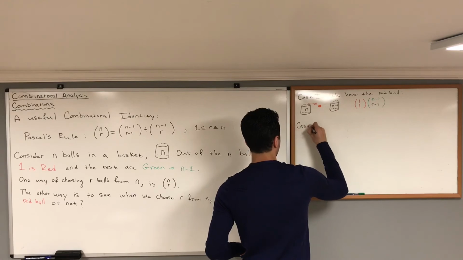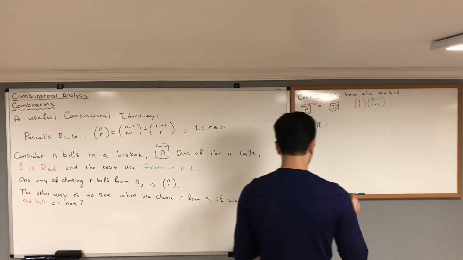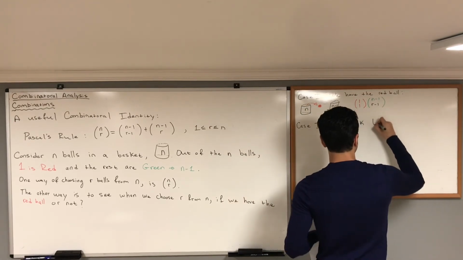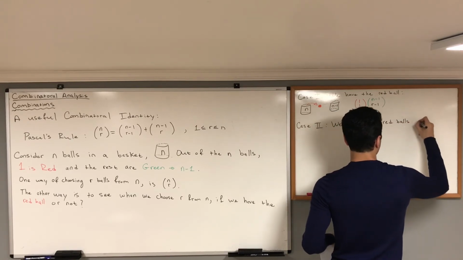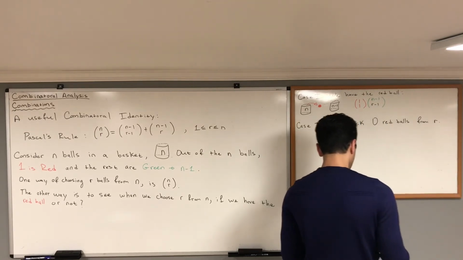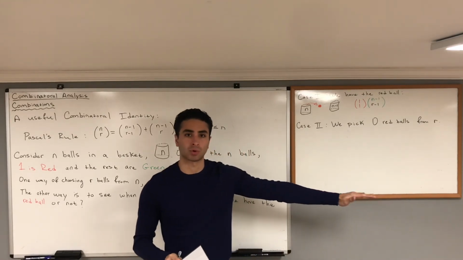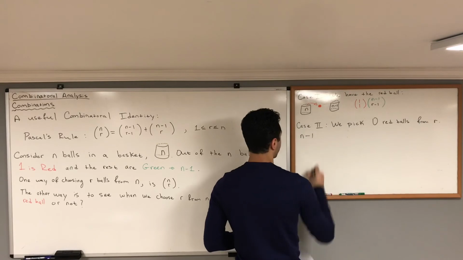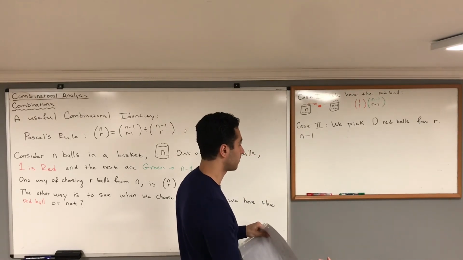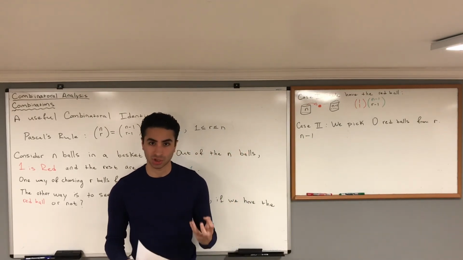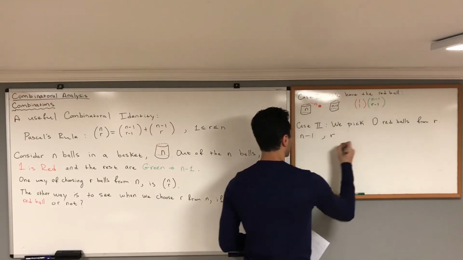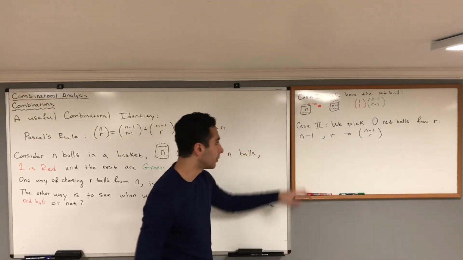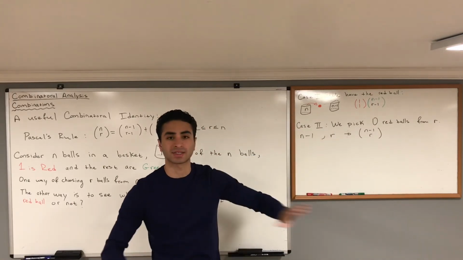Case 2 is we pick no red balls from the R. We pick 0 red balls from R. So we don't even want to consider the red ball anymore, right? So instead of having N total balls, if we don't consider the red ball at all, we have to subtract that ball off. So now we have N minus 1 total balls to choose from. But we still want to choose R from the remaining balls. So we have N minus 1 choose R different groups that contain 0 red balls, because we already subtracted off that red ball. I threw it away. We're not considering it. But we still want to choose R.